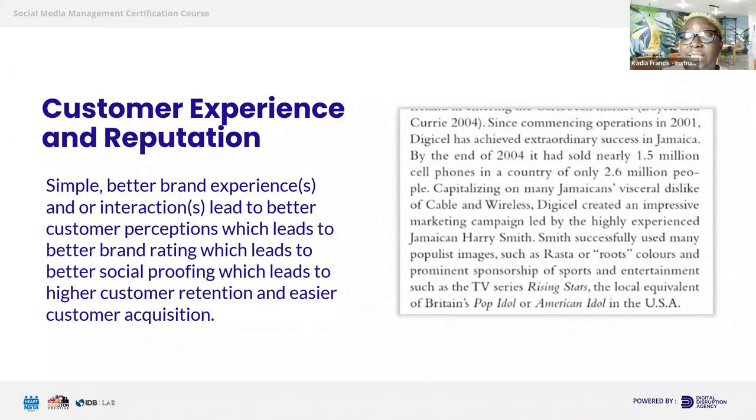It says, Digicel created an impressive marketing campaign led by the highly experienced Jamaican. So they hired a Jamaican to create a strategy, because what? That person would know what the historical context was. They would have understood the historical dislike for this company. They knew that Jamaicans just never liked Cable & Wireless, and it was nothing they could have done. And so Harry Smith successfully used many populist images such as Rasta or Roots.